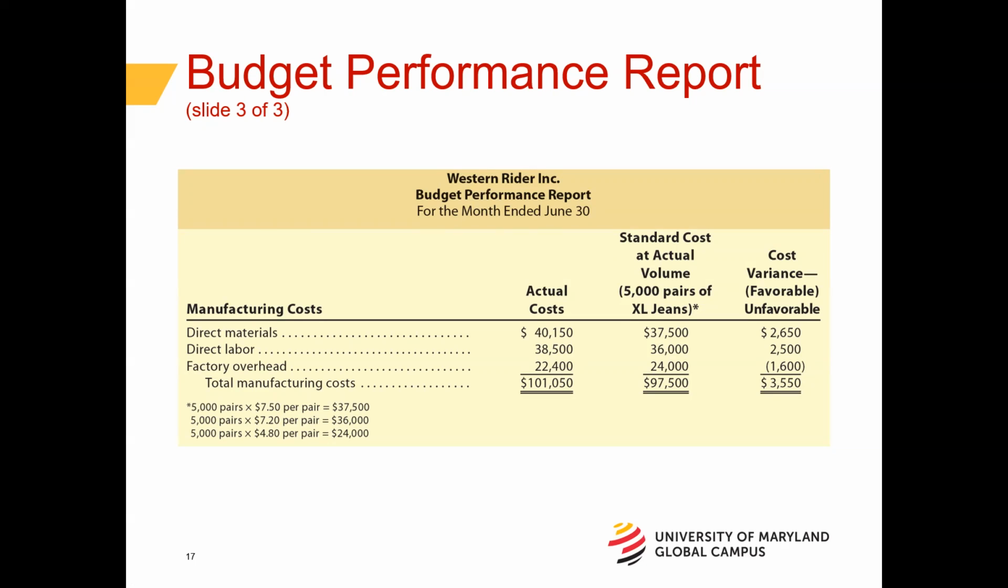However, when I add up my variances, I came in over 3,550, which is an unfavorable variance for the month. So looks like the company's got a little bit of work to do.